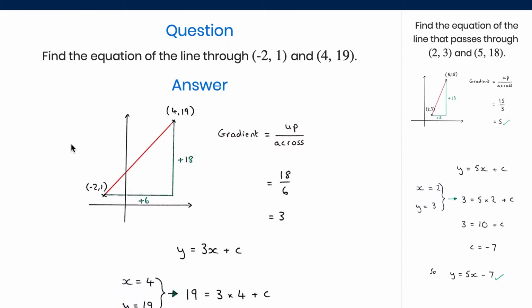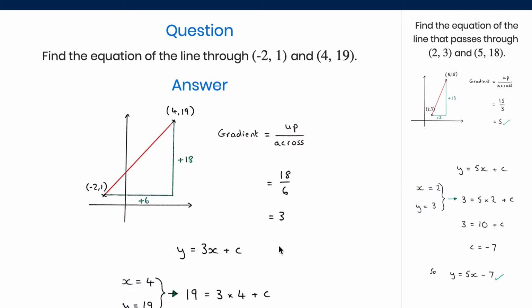Again, first make a quick sketch of the 2 points and draw a triangle between them to find the gradient. So gradient equals up over across. We have points minus 2, 1 here and 4, 19 here. The up part is 18 because 19 minus 1 is equal to 18. And the across part is 6 because the difference between minus 2 and positive 4 is equal to 6. So our gradient becomes 18 over 6, which is equal to 3.